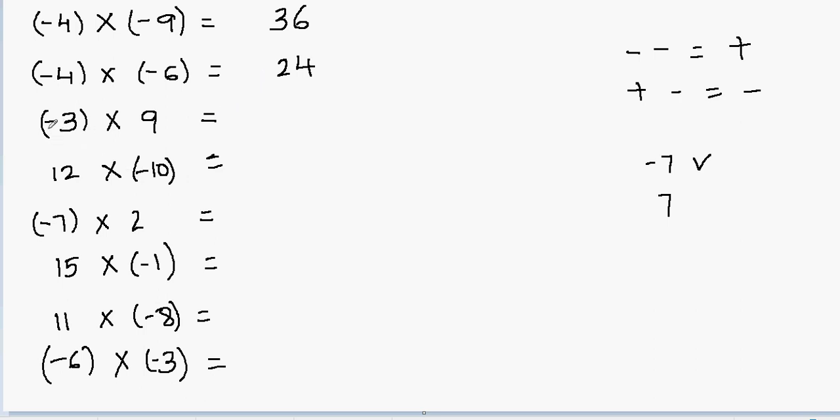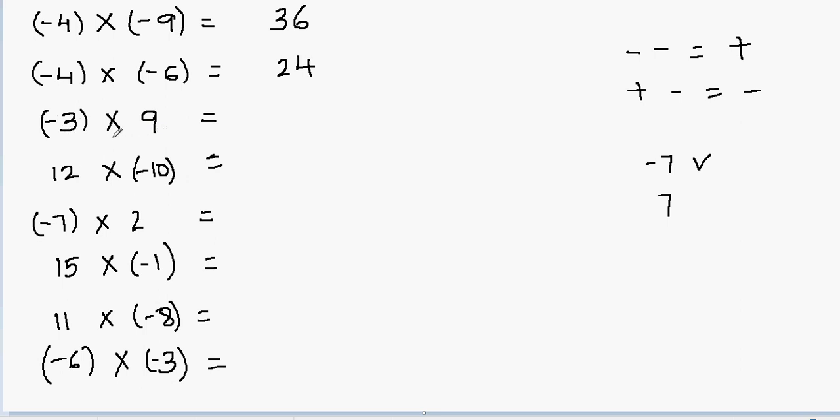Let's take a look at this example. Negative 3 times 9. By the way, I have put the negative numbers in parentheses so that you don't get confused by looking at two signs next to each other. This is multiplication, this is a negative sign. Most people get confused, so that's why I've separated it by the parentheses. So this one is negative 3 times 9.